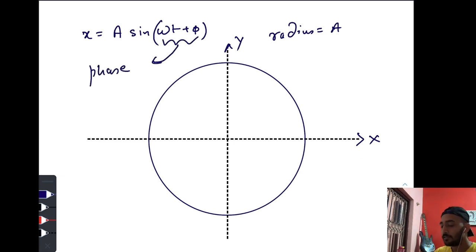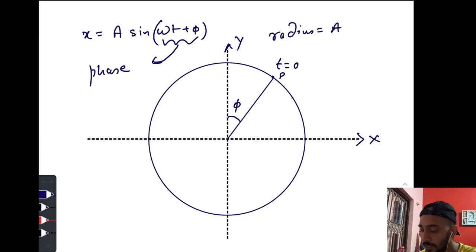Here in the phasor diagram, the phase is calculated as the angle made by the radius vector with the positive y axis in the clockwise sense. Again I am repeating, the phase is calculated in the phasor diagram as the angle made by the radius vector with the positive y axis in a clockwise sense. Let us consider that at t equals 0, the particle is at point P. So the radius vector makes an angle phi with the positive y axis in the clockwise sense.